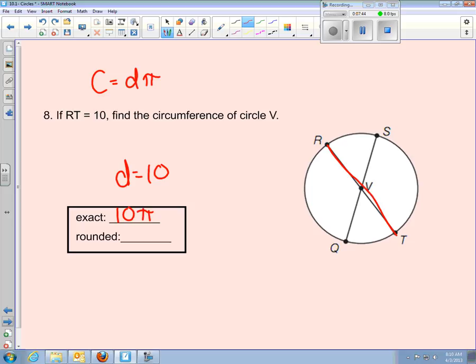That's the exact answer. Rounded is when we actually take the number 10 and we times it by the pi key on your calculator. So if you go ahead and do that, you're going to round to 1 decimal place. We'll decide. So if we do that, we get 31.4. This problem didn't come with labels, so we don't have any labels for our solutions.